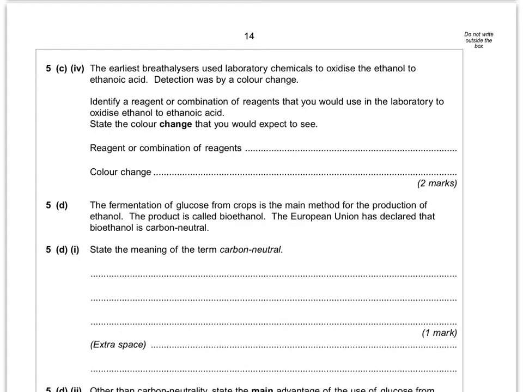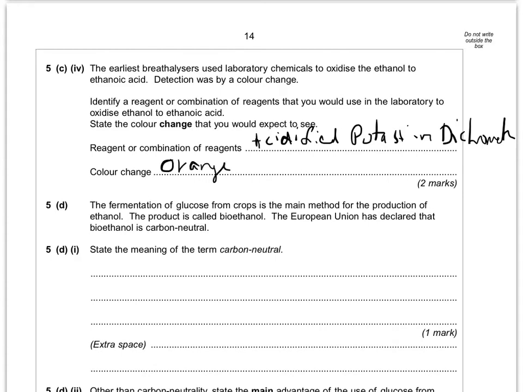And then the earliest breathalyzers were laboratory chemicals to oxidize the ethanol to ethanoic acid. Detection was by colour change. Identify reagents or combination reagents that you would use in the laboratory to oxidize ethanol to ethanoic acid. Say the colour change, so we're oxidizing, so we need acidified potassium dichromate, and you will see a colour change of orange to green.